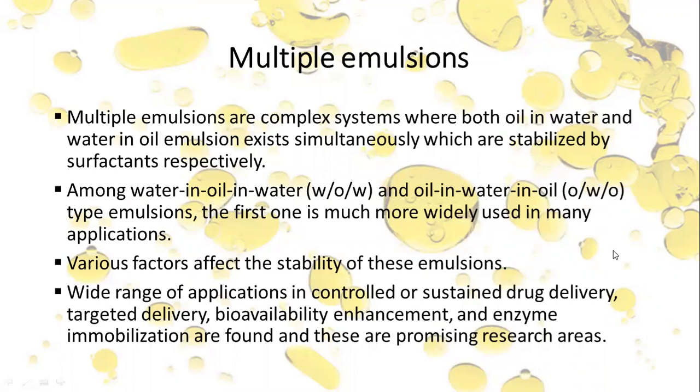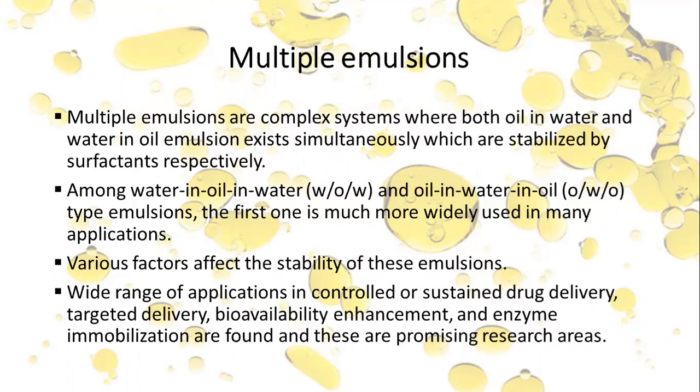Now the multiple emulsions. Multiple emulsions are complex systems where both oil in water and water in oil emulsions exist simultaneously, which are stabilized by surfactants respectively. Among them are water in oil in water, W by O by W, and oil in water in oil, O by W by O type emulsions. The first one is much more widely used in many applications. Various factors affect the stability of these emulsions.